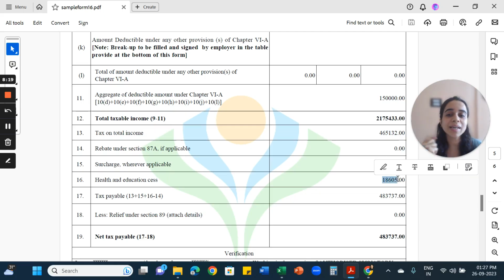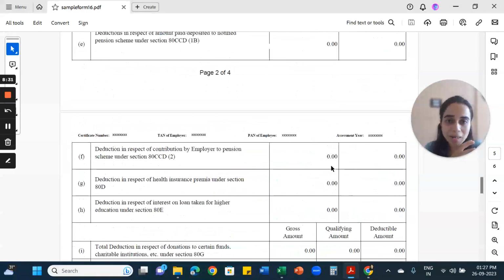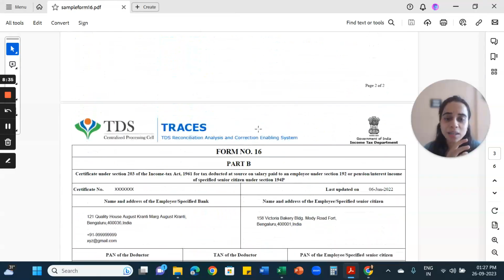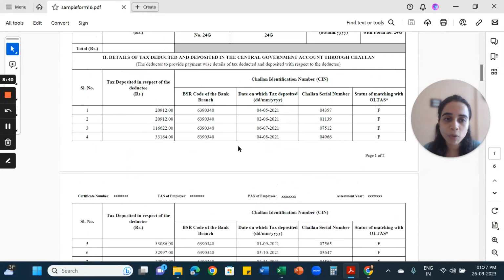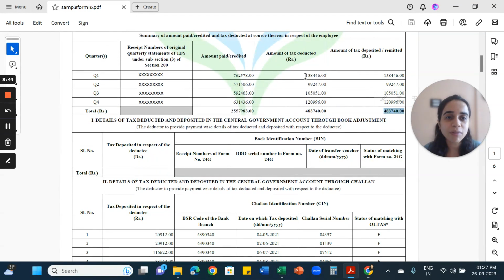Then there is 4% health and education cess on the same amount. On this amount of 465, the tax amount, you are liable to pay 483. Now this 483 would be split into 4 parts, and you will see in part A the same amount 483 has been paid by your employer in 4 quarters via 4 challans.